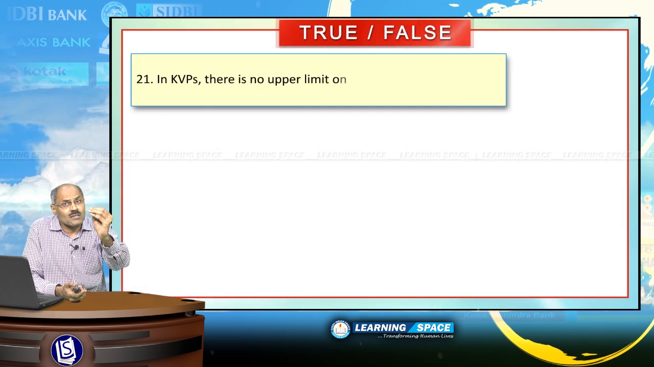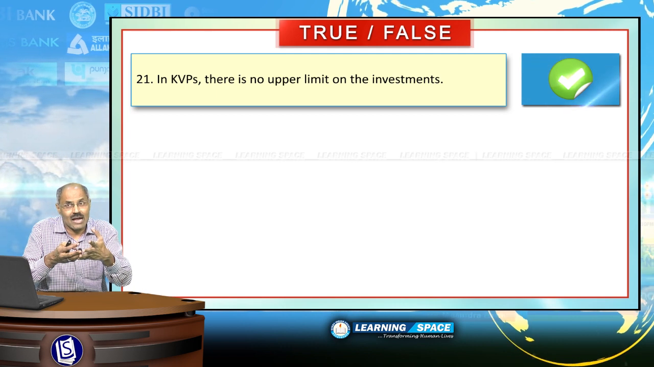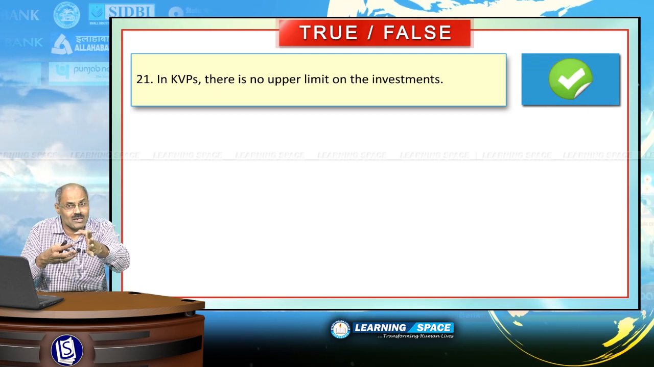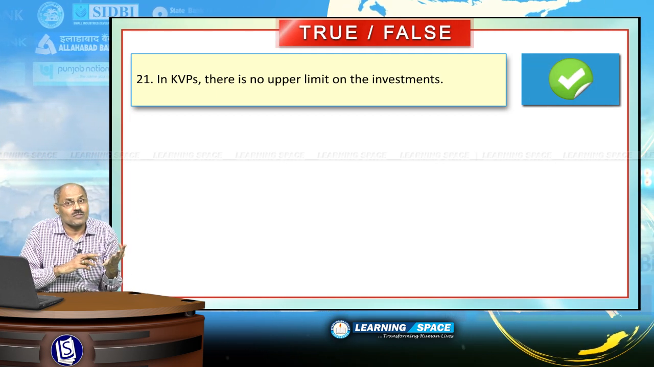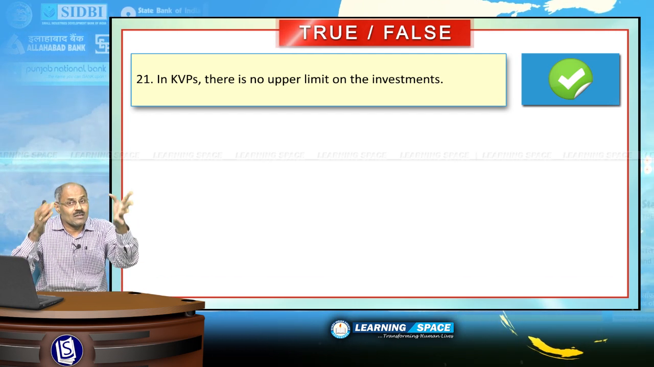In Kisan Vikas Patras, there is no upper limit on the investments. Absolutely right sentence. And it is sold in 4 denominations: rupees 1000, rupees 5000, rupees 10,000, rupees 50,000. Right? Look into the next one.